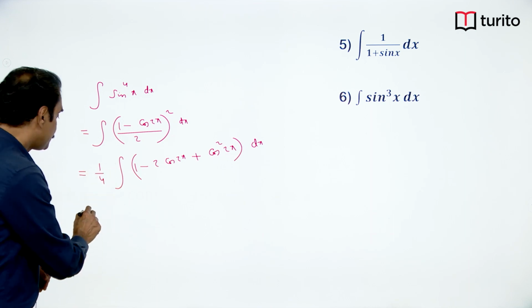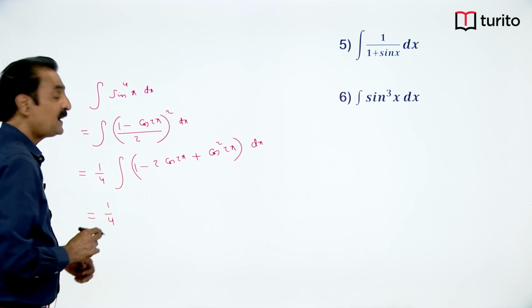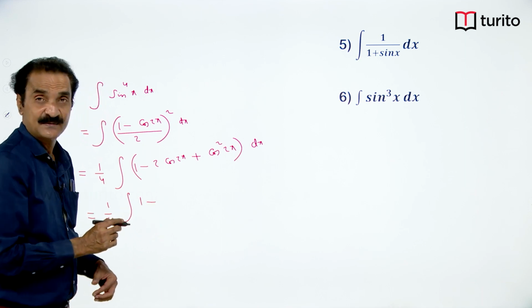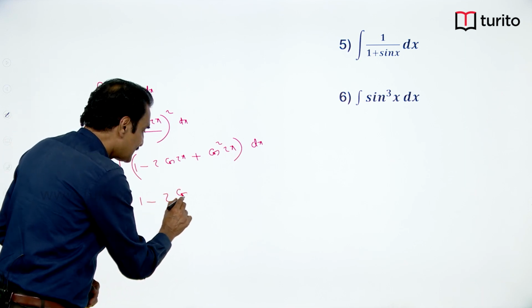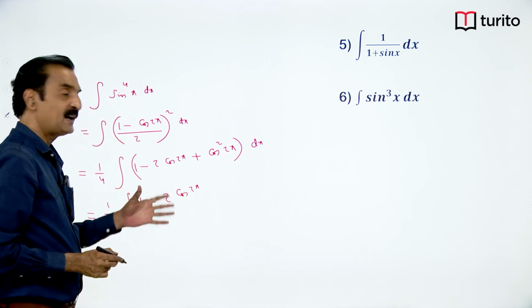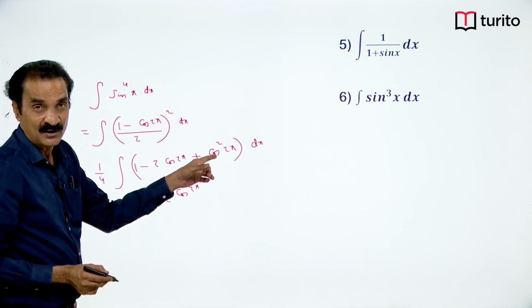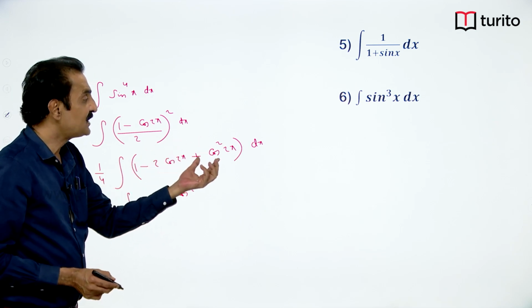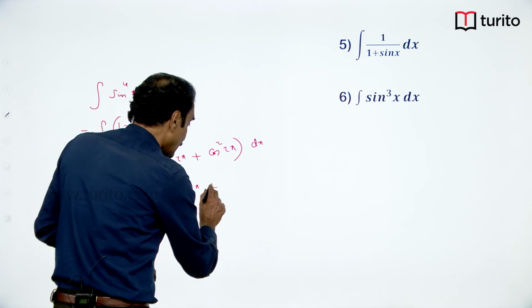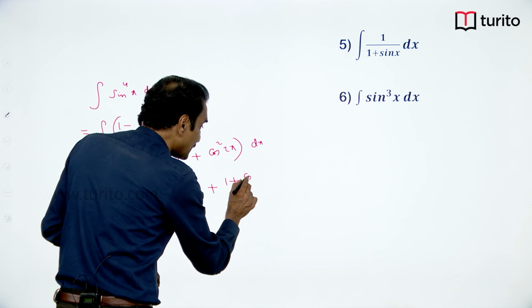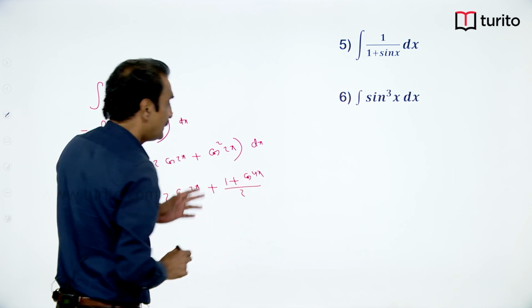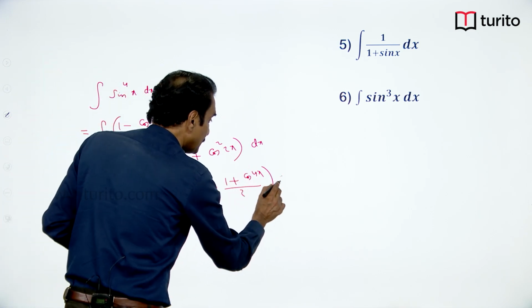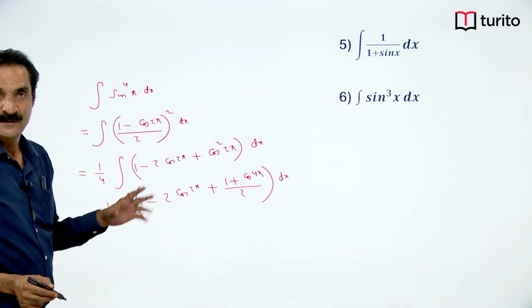Now 1 by 4 into 1 minus 2 cos 2x, these two can be directly integrated, but here problem is third term. When square is there, you do not have a formula. So we should write cos square 2x as 1 plus cos 4x by 2. Cos square theta is 1 plus cos 2 theta by 2.